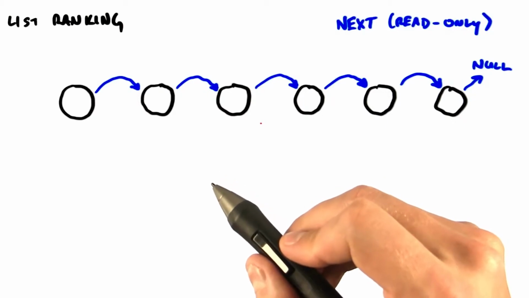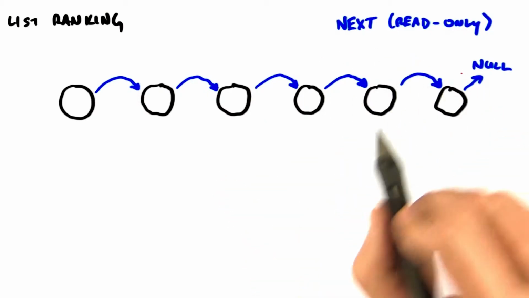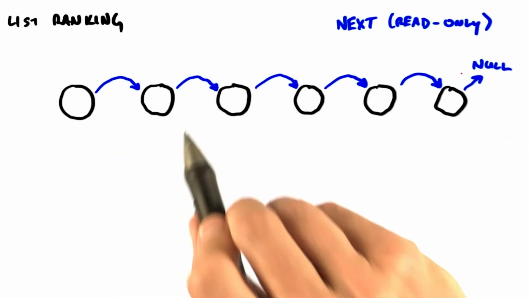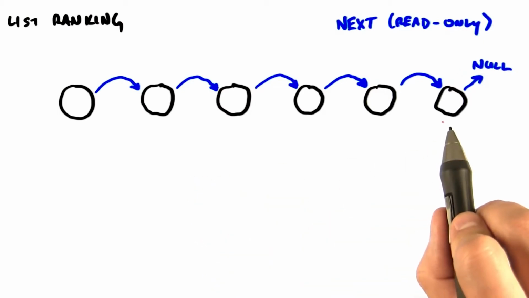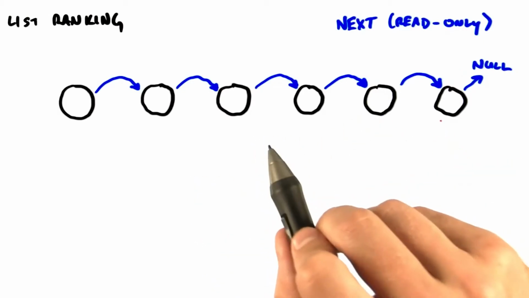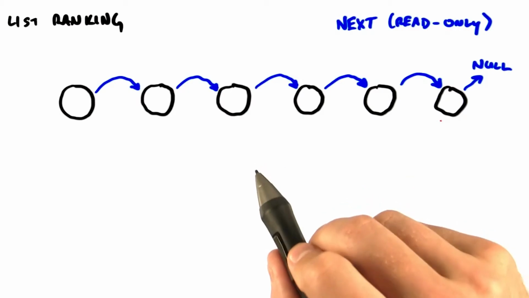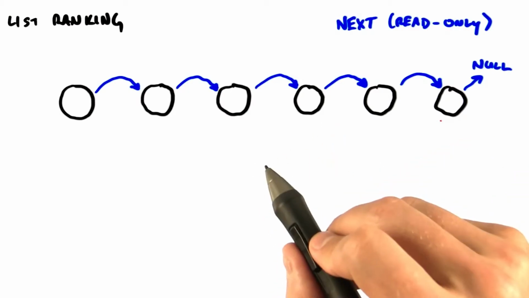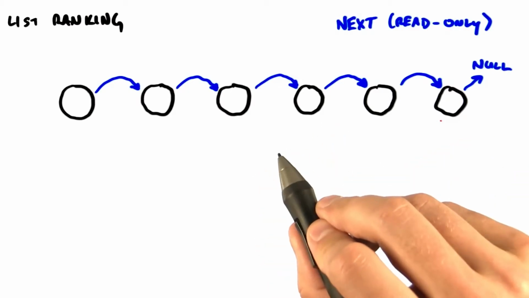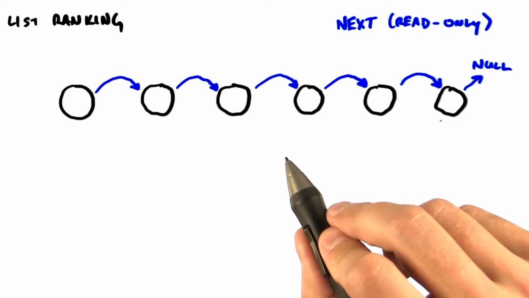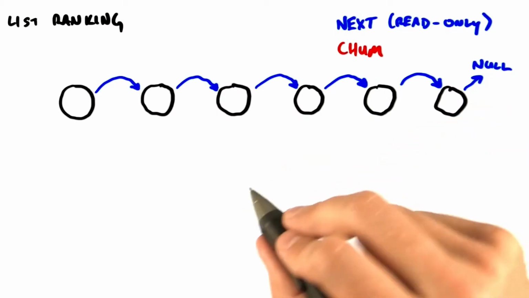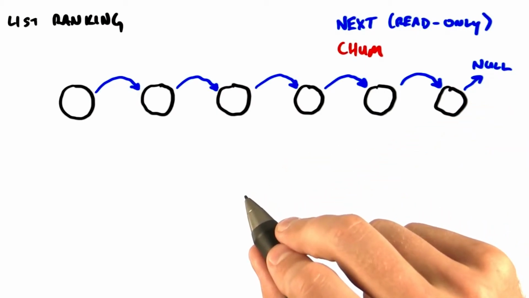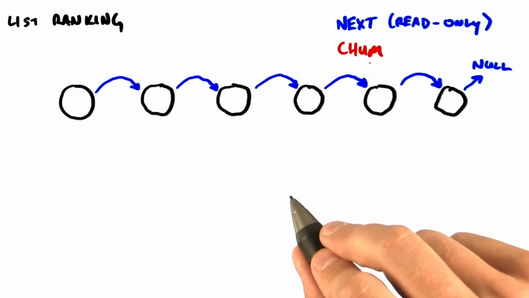Let's say that each node has a next pointer, and I've shown those in blue, that points to the next node in the chain, and the last node has next equals null. Now we don't want to change the next pointers at all, or else we'll lose the structure of our list, so we're going to assume they're read-only. So we're also going to store a second pointer per node that we can change. For historical purposes, we'll call this pointer chum, and we're going to designate it in red.